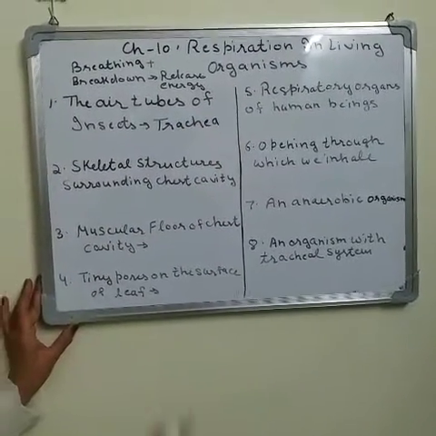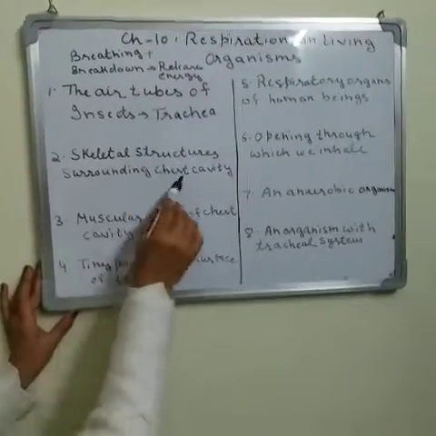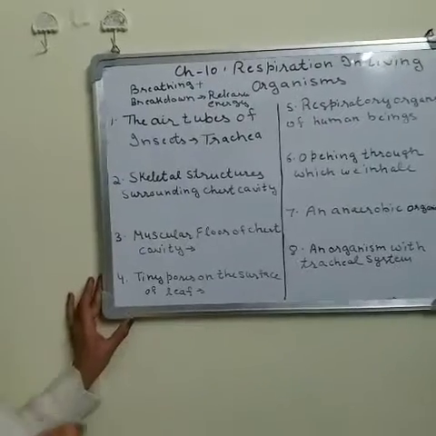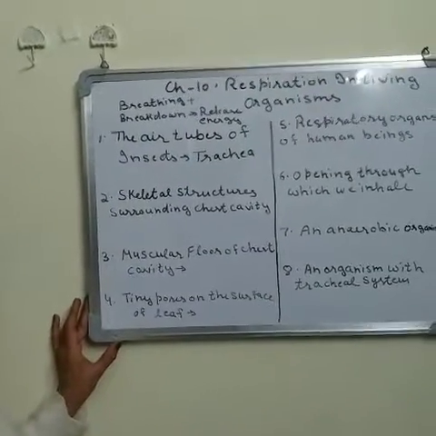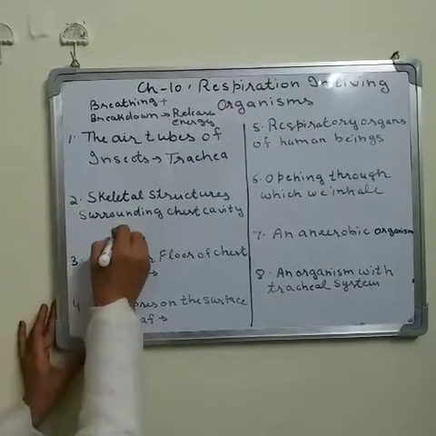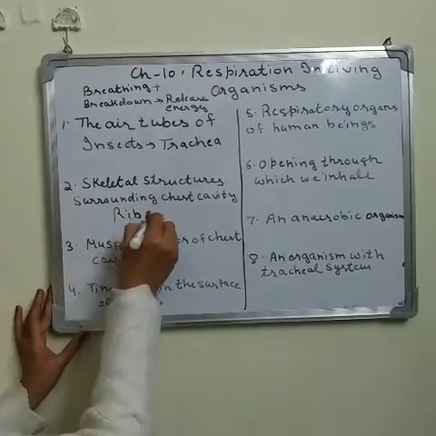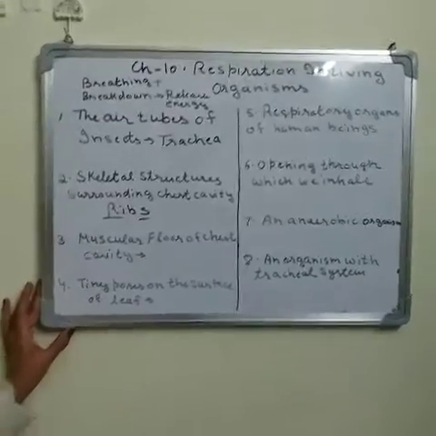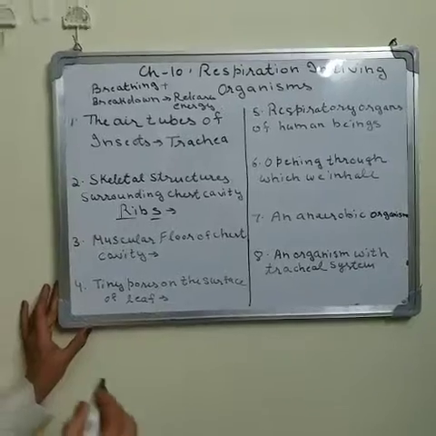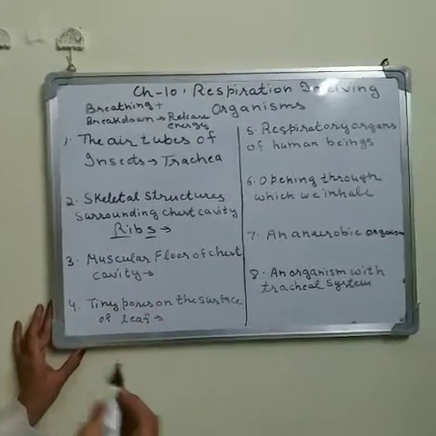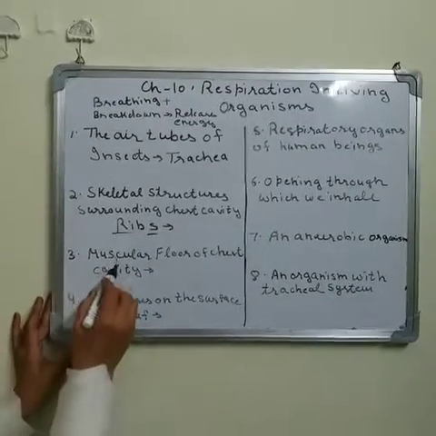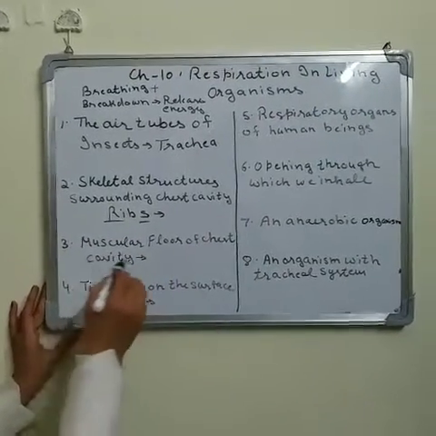Okay, the next one, the skeleton structure surrounding the chest cavity. These are the curved bones. Can you name them? Yes, these are the ribs. So ribs are present in the chest cavity, and these ribs are curved bones, and these ribs join together to form the rib cage.